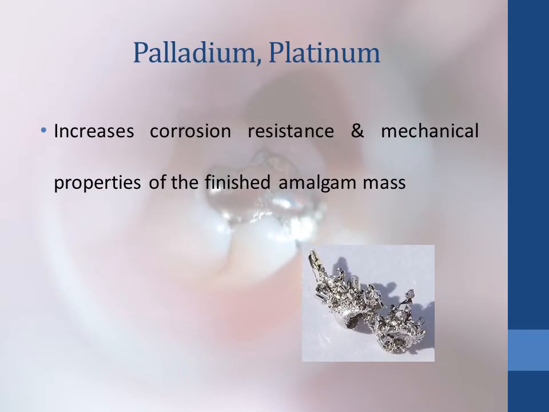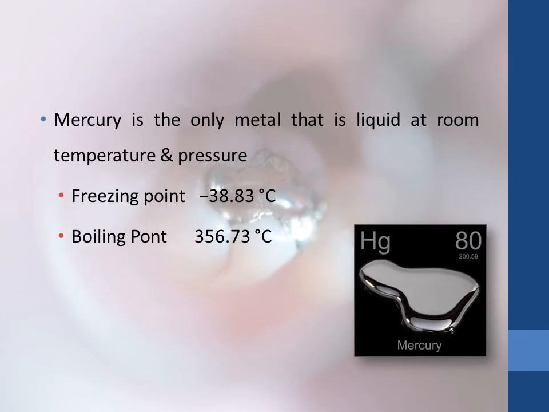Then palladium and platinum increase the corrosion resistance and contribute to better mechanical properties of the finished amalgam mass. And these are all present in very trace amounts. Now let's talk about mercury, which is the liquid we mix with the alloy. Mercury, along with gallium, is the only metal that is liquid at room temperature and pressure.